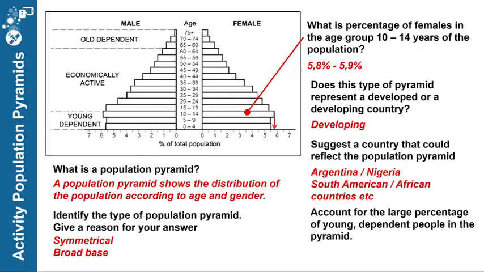Then account for the large percentage of young dependent people in the pyramid. Now, here, there's a young dependent. In other words, look at this, all broad bases up to here, right? So here's a lot of young dependent people in the pyramid, and of course, they will be there because of the high birth rates.